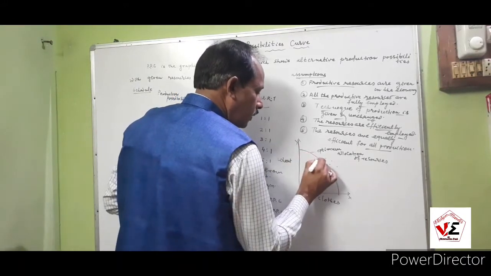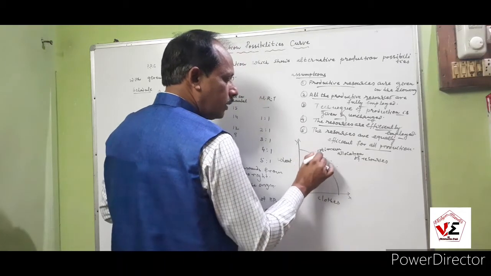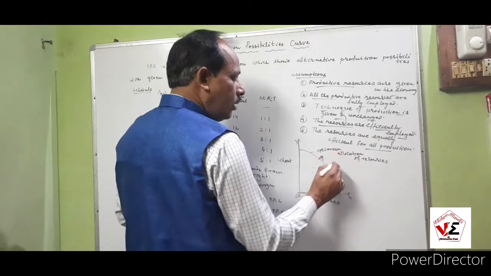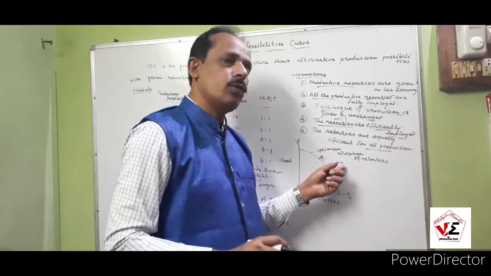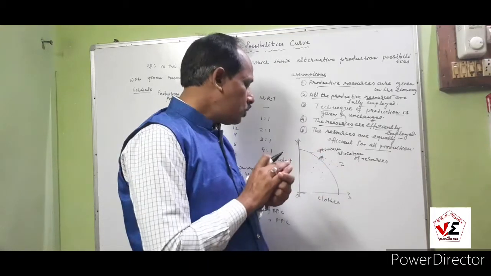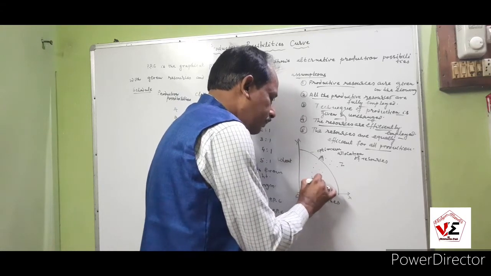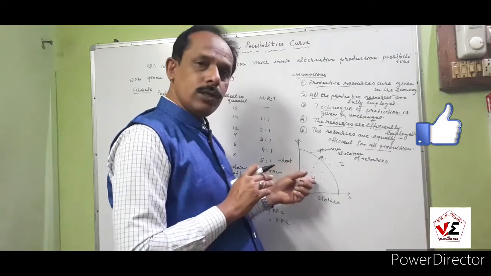Suppose a point, let it be A, on this curve. That point shows the optimum allocation of resources. It is not possible for the producer to come to a point Z, because there is a shortage of resources. Like that, suppose the point M. If the producer remains at the point M, that's an underutilization of resources.